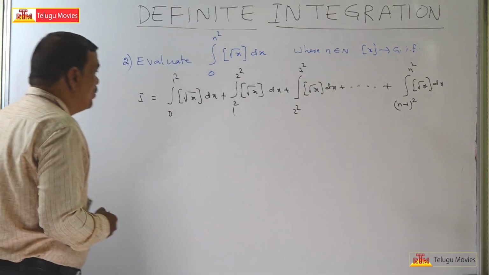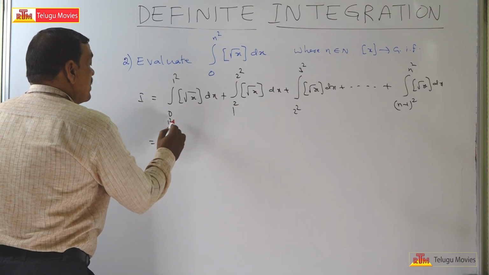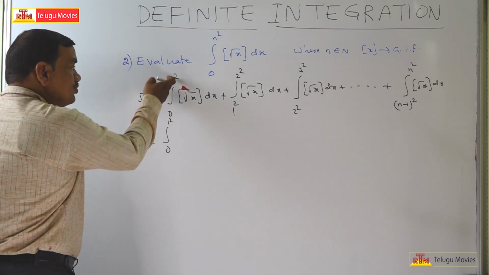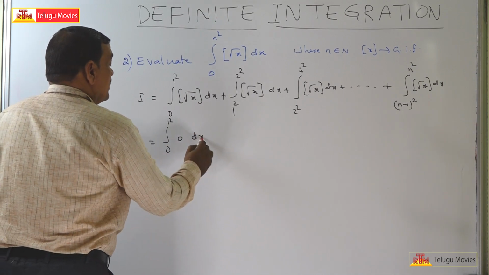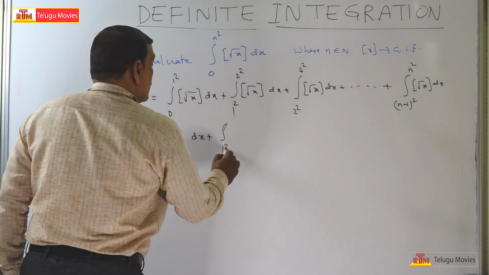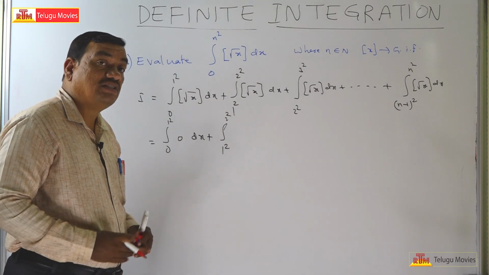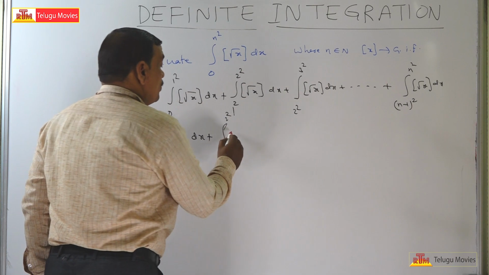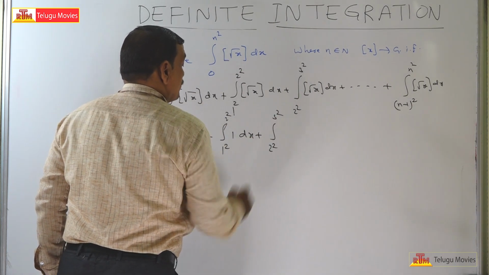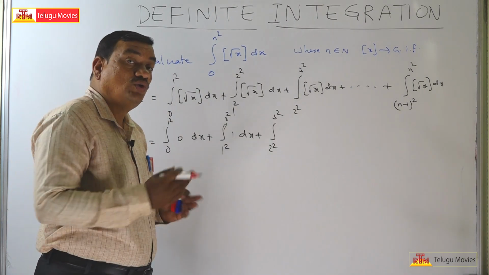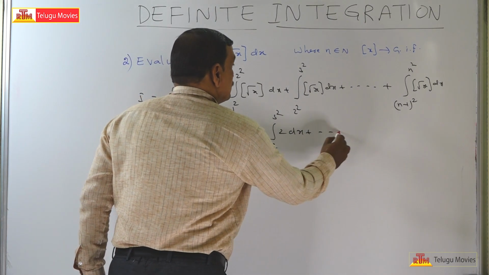So then this is equal to integral 0 to 1 square. From 0 to 1 you will get 0, so 0 dx, plus integral 1 square to 2 square. From 1 to 2, step of root x is equal to how much? 1. That means 1 dx. From 2 square to 3 square, how much will you get? Between 2 and 3, what is the step value? 2. So 2 dx, plus so on.